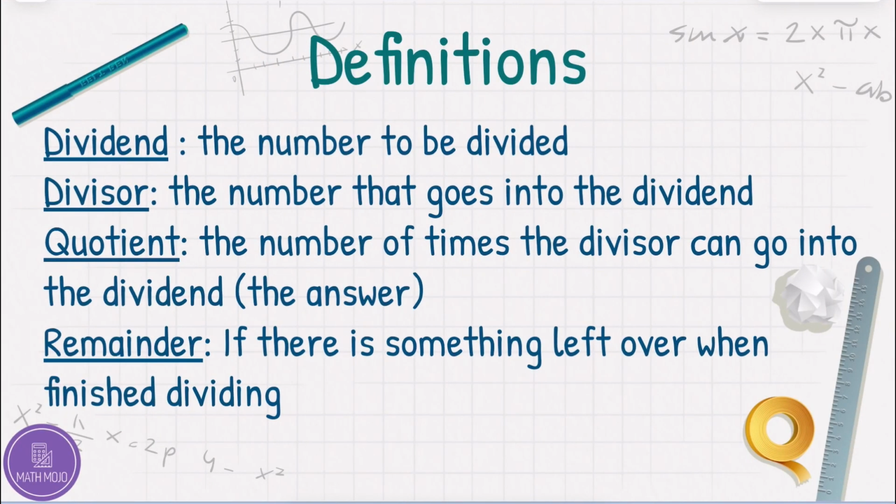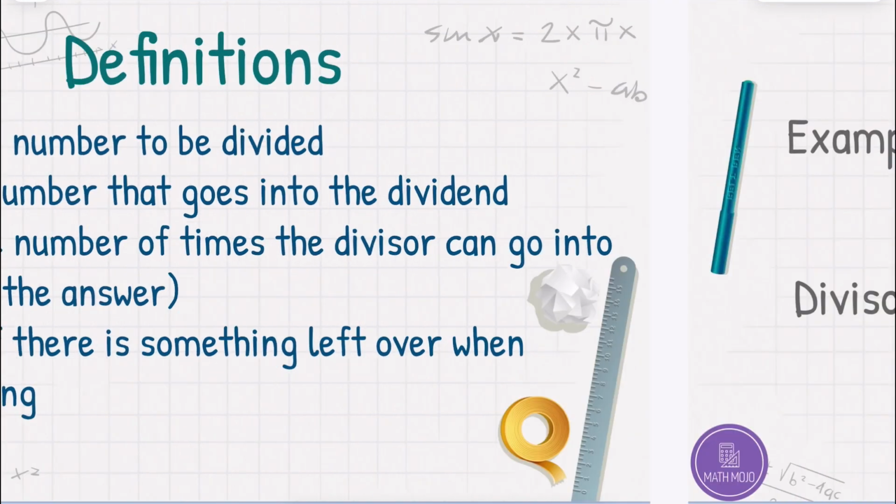First of all, we have our dividend, which is the number to be divided. And then we have our divisor, which is the number that goes into the dividend. And then we have our quotient, which is the number of times the divisor can go into the dividend, which is basically our answer. And then we also have a remainder. So if there's something left over when we're finished dividing, it's called our remainder.